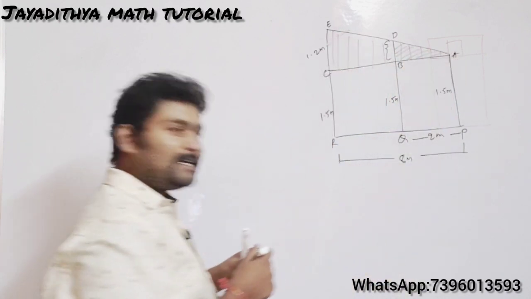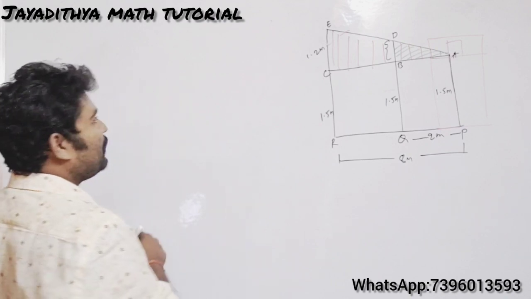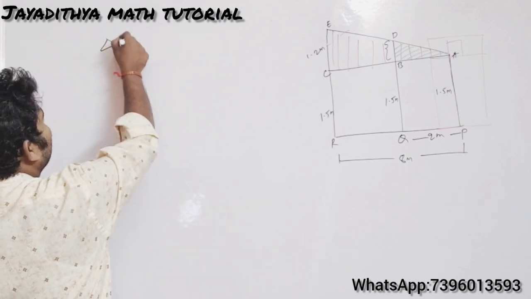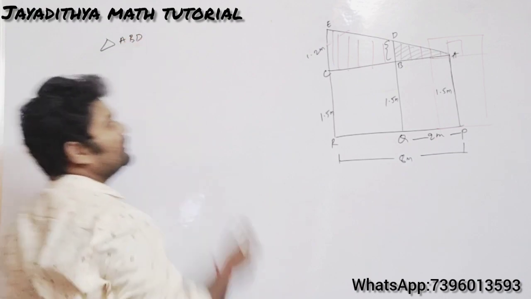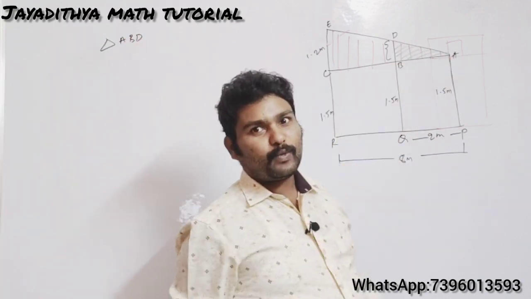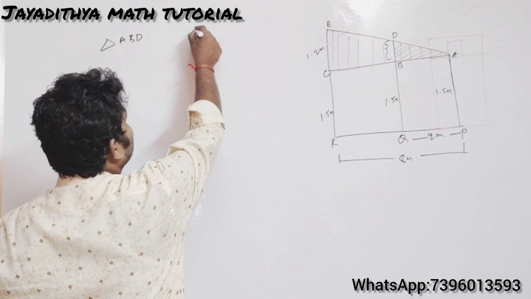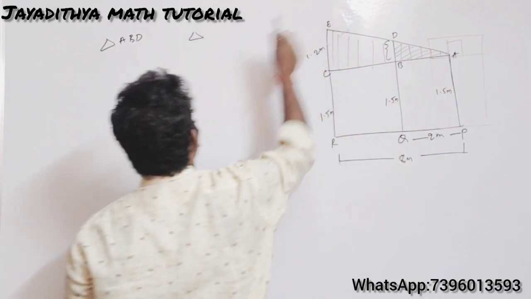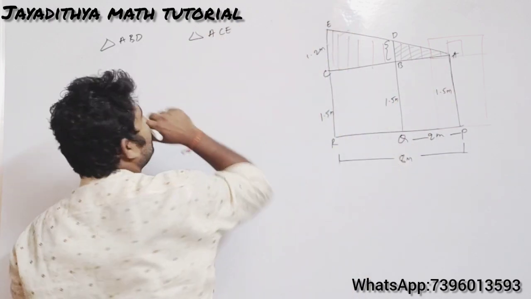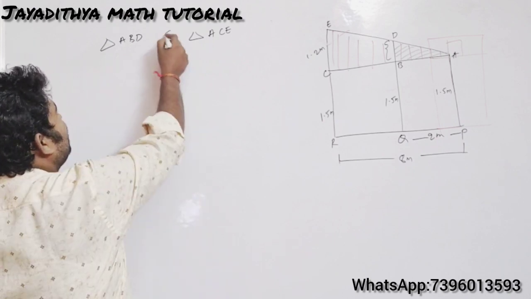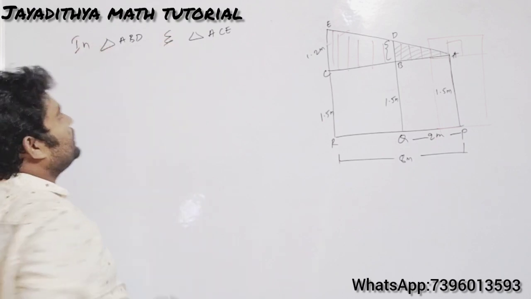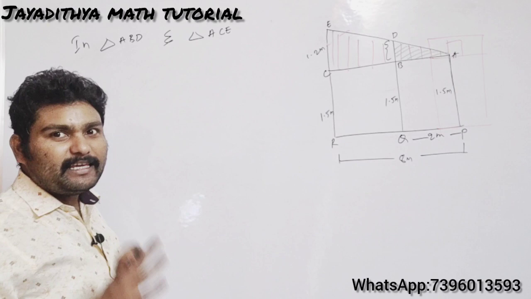Right. So what are the triangles you can see here? Here you have two triangles. The first triangle I am taking as ABD, and the other triangle as ACE. So I am taking these two triangles. That means in triangle ABD and triangle ACE, what happens?